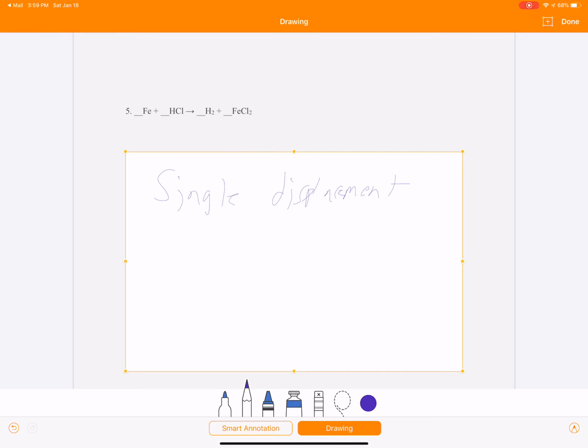We could figure out what type of iron chloride it is because iron chloride's ambiguous. Chlorine has a -1 charge and there's 2 chlorines. So technically it produces iron 2 chloride. But that's a different video. Just wanted to point that out.